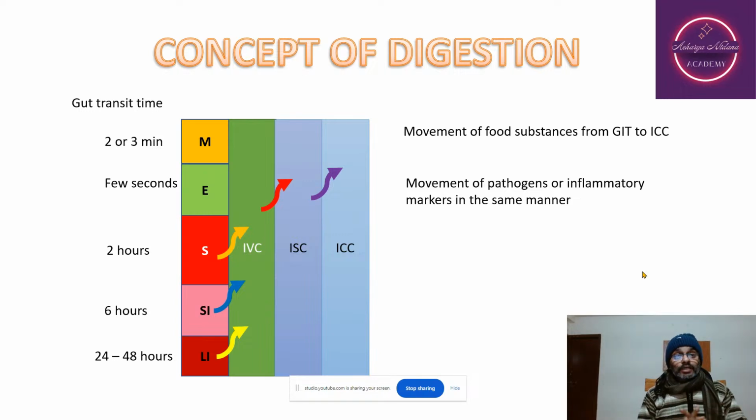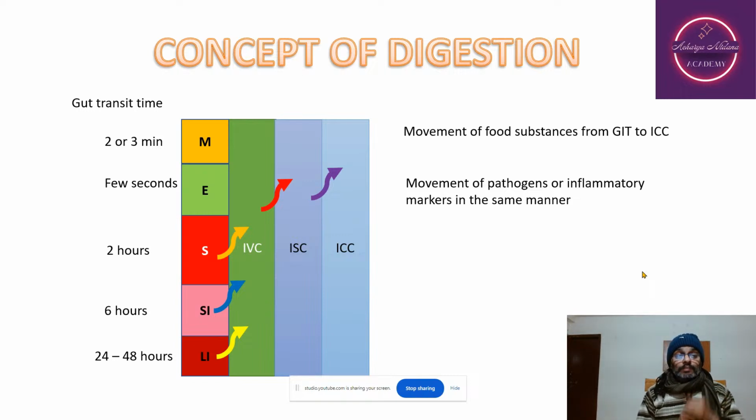And after that, this undigested food residue will enter further into the sigmoid colon. From there, it will enter into the rectum. Then it will be expelled through the anal canal from the anus. It will be expelled out.